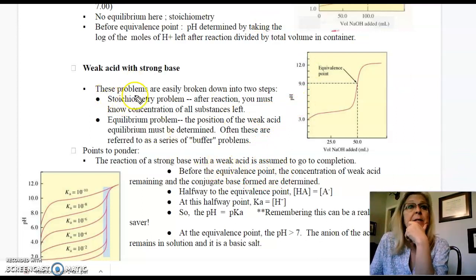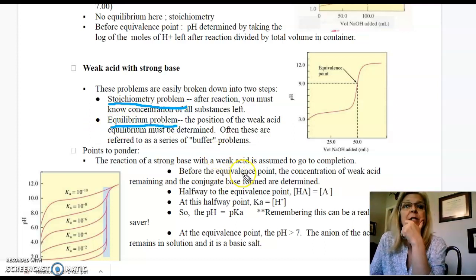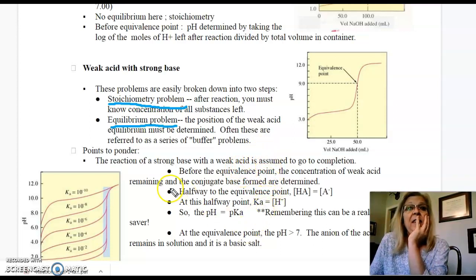The first step is that we are going to complete a stoichiometry problem. And the second step we're going to complete is an equilibrium problem to figure out the position of the weak acid, and we must determine what the pH is. Things to know.